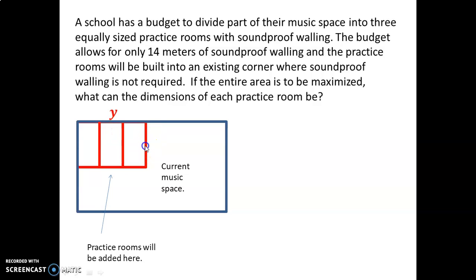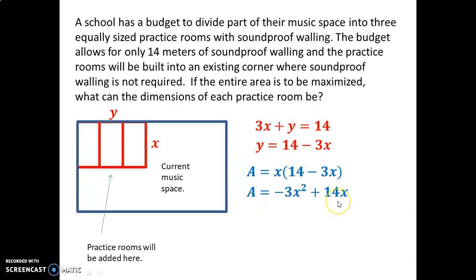So if we call that y there, and then these ones x again, we can say that 3 of these that we built, 3 partitions, 3x plus y, only one y, not 2y, because we only need to build here. 3x plus y equals 14. So all the red is our 14 meters. That can be solved for y. And then we can talk about the area. The area is x times y, or in other words, x times this, because y is this. So there's our area. That simplifies to this.